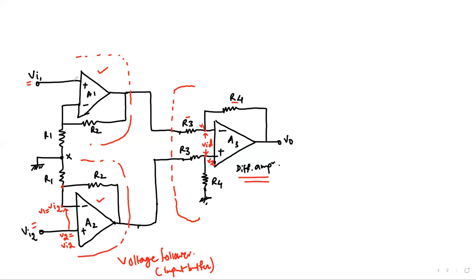Similarly, we have this output V2, and this is V1, and due to the virtual short, we say that V1 is VI1 right over here. Okay, it's a virtual short. All right, so this is the voltage that we have here. And the gain, the output voltage, let's say VO1, would be simply 1 plus R2 over R1 times VI1 right over here. Okay, or let me draw it properly.